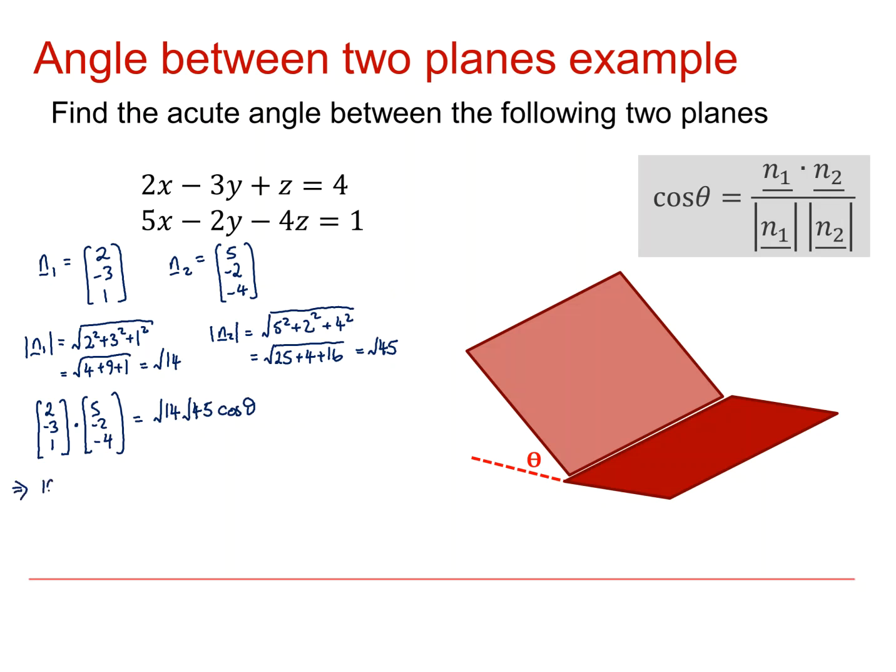So the scalar product is 10 plus 6 minus 4, and that's equal to root 14 times root 45 times cos theta, and therefore cos theta is equal to 12 over root 14 root 45. That's equal to 0.4781, and that gives us that theta is equal to 61.4 degrees.